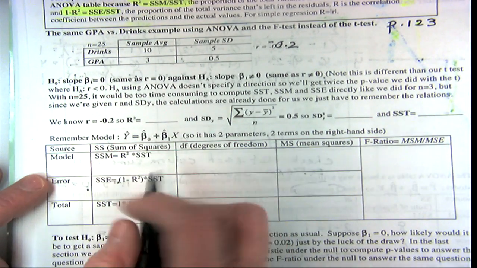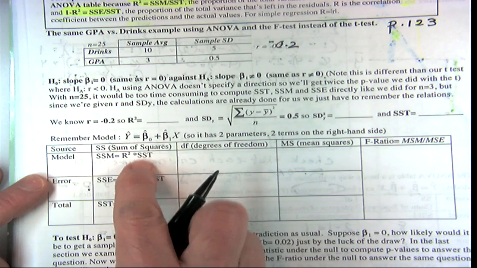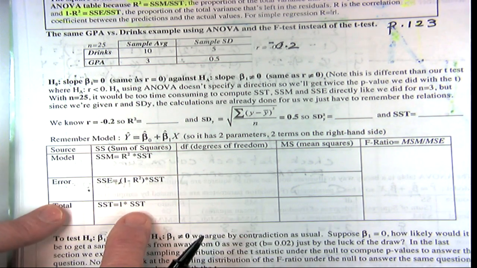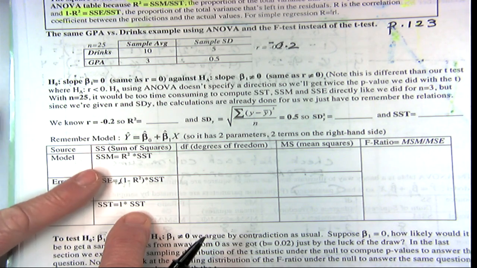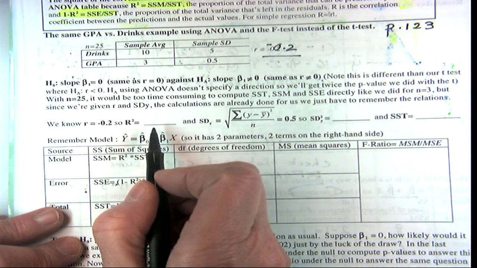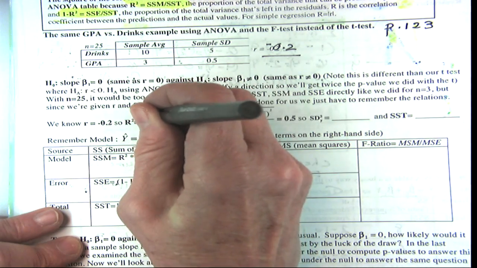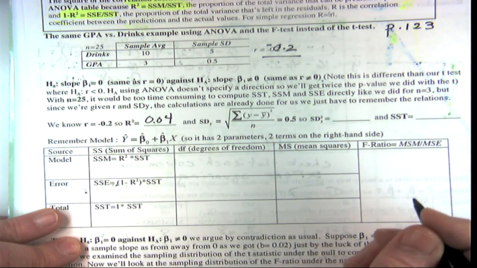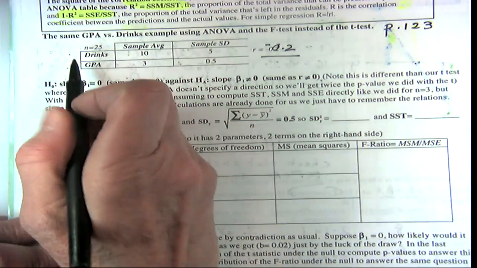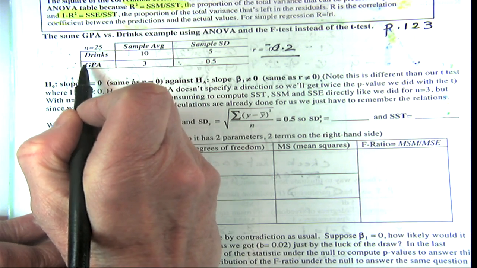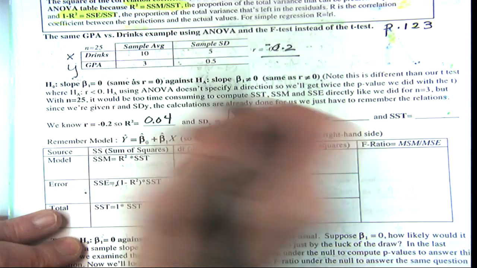So you can think of this as r squared times SST, and this is 1 minus r squared times SST, and it adds up to the total. So if we have r here and we square it, we'll get 0.04. And what are we predicting from what? We're predicting GPA from drinks. So this is X and this is Y.